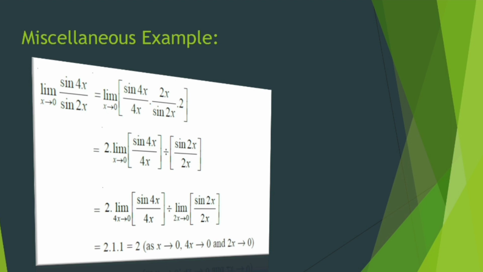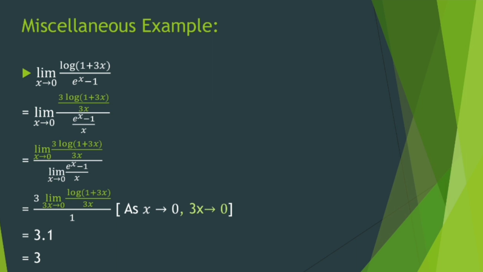Next, consider another example. Limit x tends to 0 sin 4x by sin 2x. Since we have the formula sin x by x equal to 1, the denominator must be 4x. So we get limit x tends to 0 (sin 4x by 4x) and also 2x by sin 2x. For adjustment, we multiply it by 2. So we get limit x tends to 0 (sin 4x by 4x) into (2x by sin 2x) into 2. Again, using properties of limit, we get 2 into limit x tends to 0 (sin 4x by 4x) divided by limit x tends to 0 (sin 2x by 2x). Now for the first limit, as x tends to 0, 4x tends to 0, and for the second limit, as x tends to 0, 2x tends to 0. So the value of the first limit is 1 and also the value of the second limit is 1. So we get 2 into 1 equal to 2.